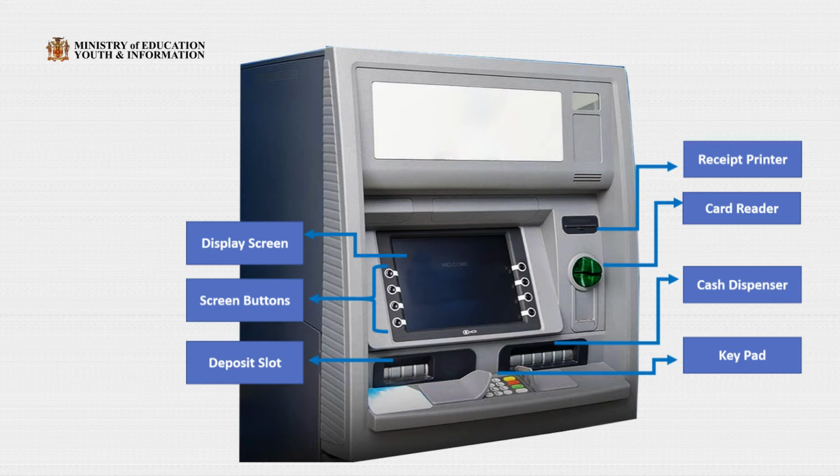We have the display screen, which is your welcome screen that looks like a TV. We have the screen buttons that allow you to make selections. You have the deposit slot where you would put in your money or your checks. We have the receipt printer, the card reader where you insert your debit cards. We have the cash dispenser where the money will come from, and you have the keypad that allows you to enter your entries. So we are going to move on now to look at steps for making withdrawals.